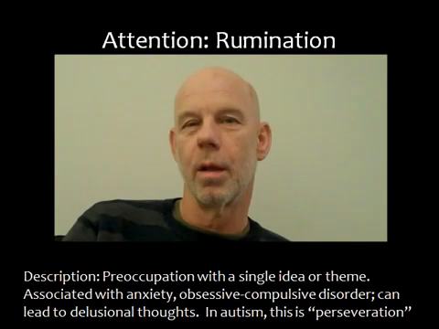Rumination is described as a preoccupation with a single idea or theme. This is associated with anxiety, obsessive-compulsive disorder, and can lead to delusional thoughts. In autism, this is known as perseveration.